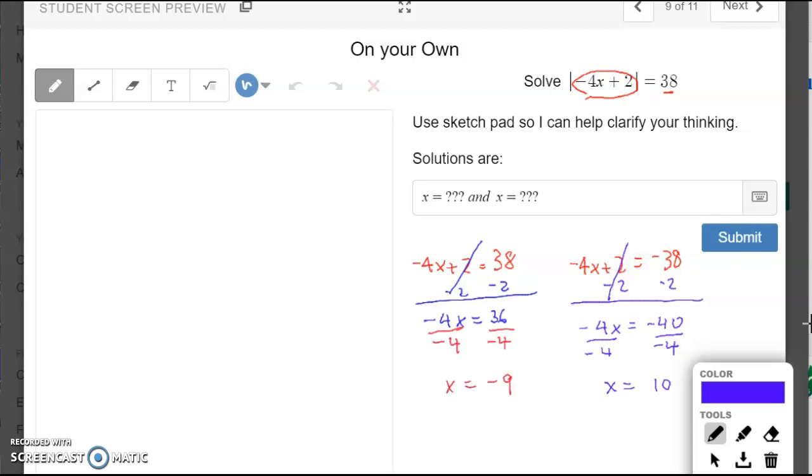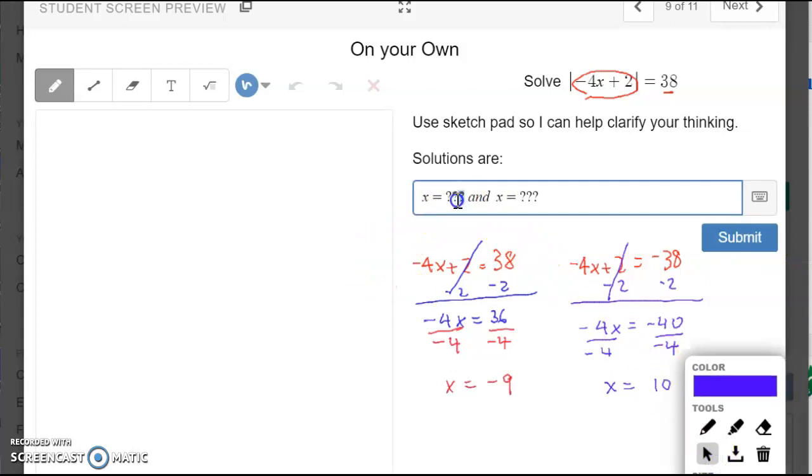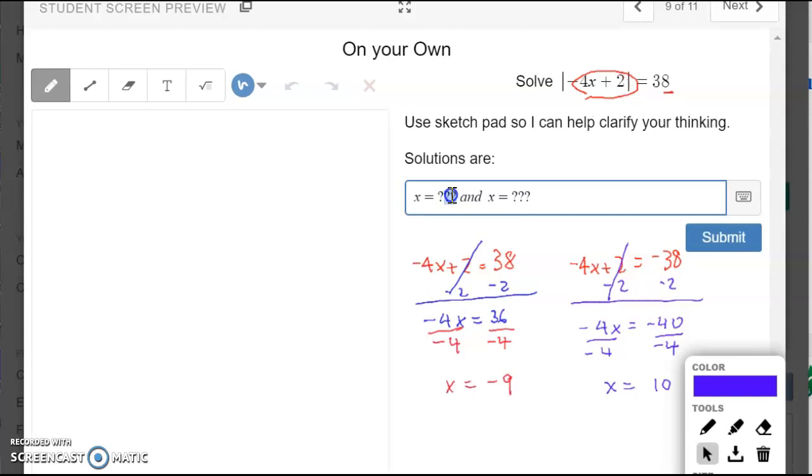So I have my two solutions. My two solutions are negative 9 and positive 10. And I submit.